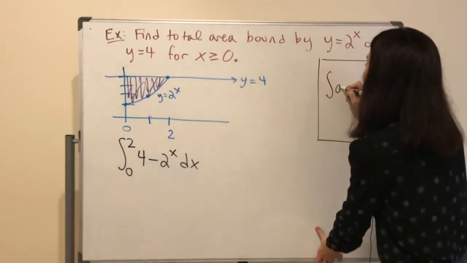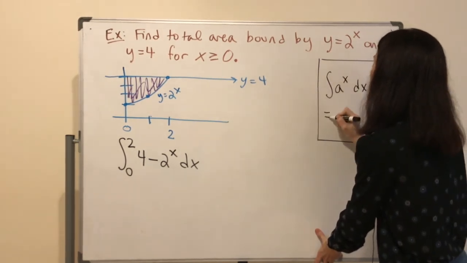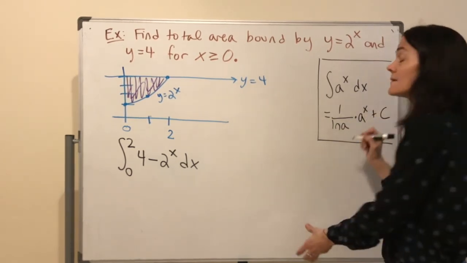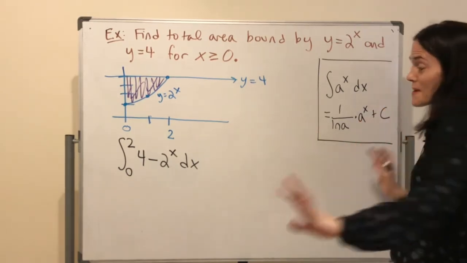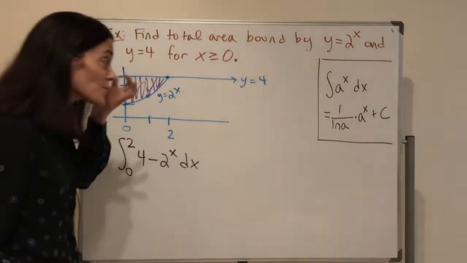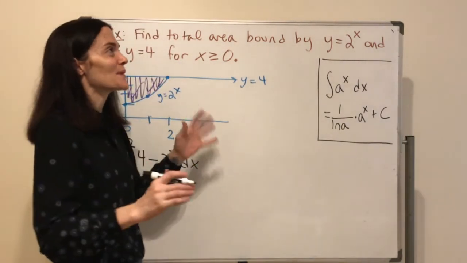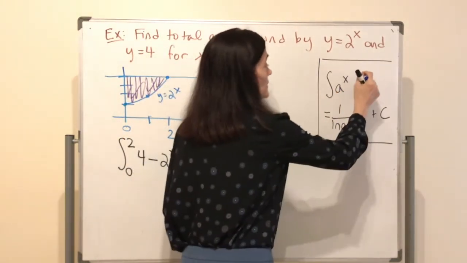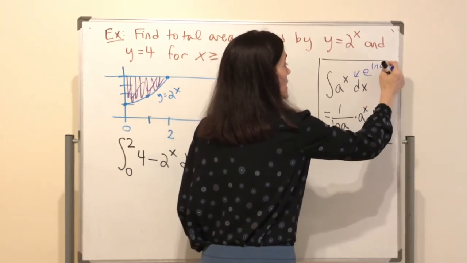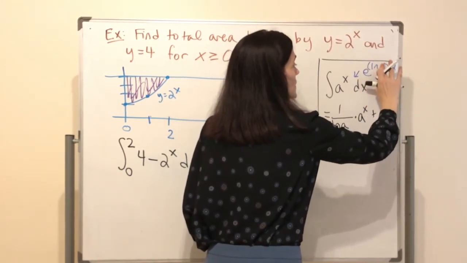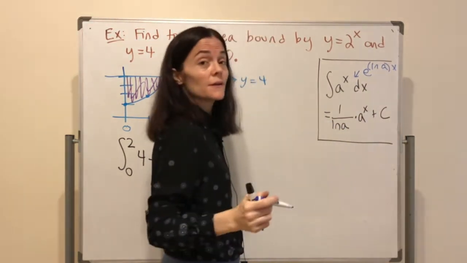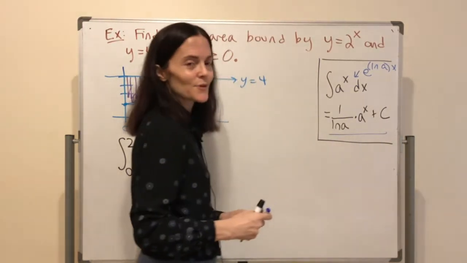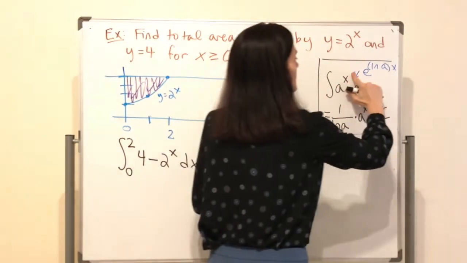If we integrate a to the x dx, this is 1 over natural log a times a to the x plus c. Sometimes this is one that people don't always remember, but we are remembering it here. And as a side comment, if you forget, you can always write a to the x as e to the ln a times x, and then you can perform substitution where the inside function is ln a times x, and you will get this again if you forget. That was just a side comment.